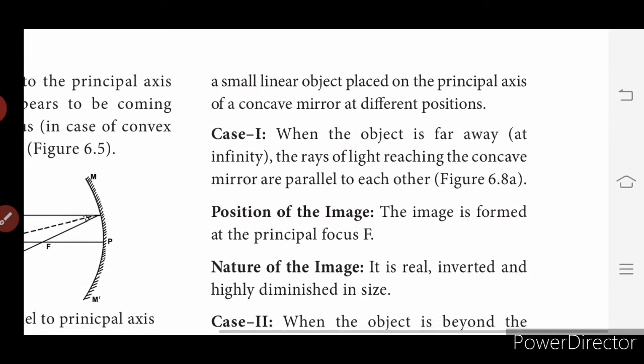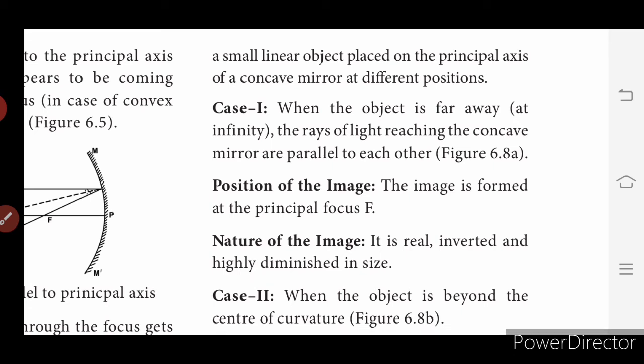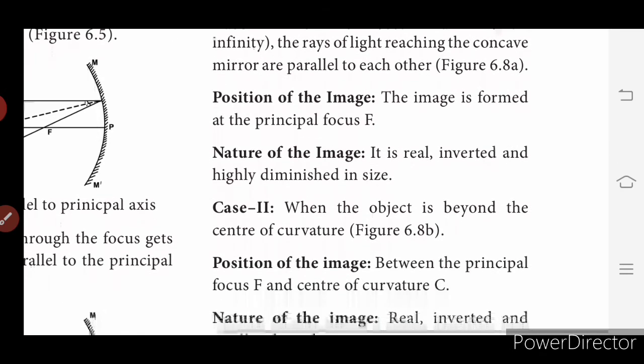See, in case 1, when the object is far away, that is at infinity, the rays of light reaching the concave mirror are parallel to each other. When the object is far away, the rays from the object will be parallel. The image is formed at the principal focus, that is at F. The nature of the image is real, inverted and highly diminished in size, very small in size.